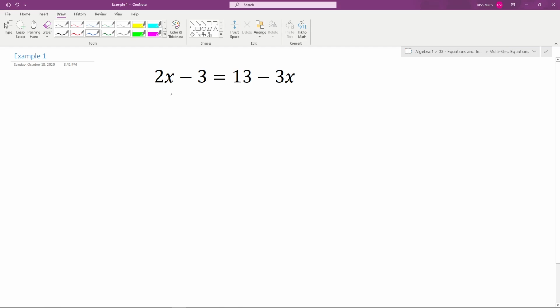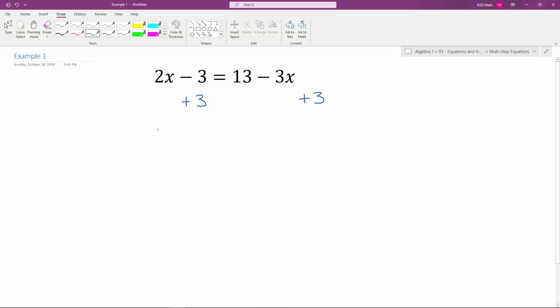So this first example here, 2x minus 3 equals 13 minus 3x. Well, there's nothing really to simplify, so I'm going to start moving my unknowns to the left side, and I'm going to move my knowns to the right side. Now you can do that the opposite way, it doesn't matter, it's really just a preference. So I'm going to move this negative 3 over to the other side, and the way I do that is I have to add 3 here, and if I do that to the left side, I also have to do that to the right side.